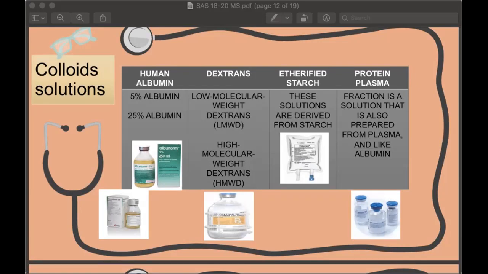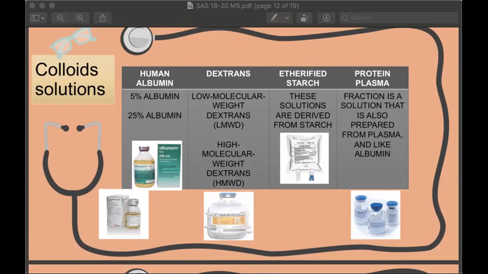Well, the 25% albumin is used together with sodium and water restriction to reduce excessive edema. We're going to talk more about edema on SAS-19.